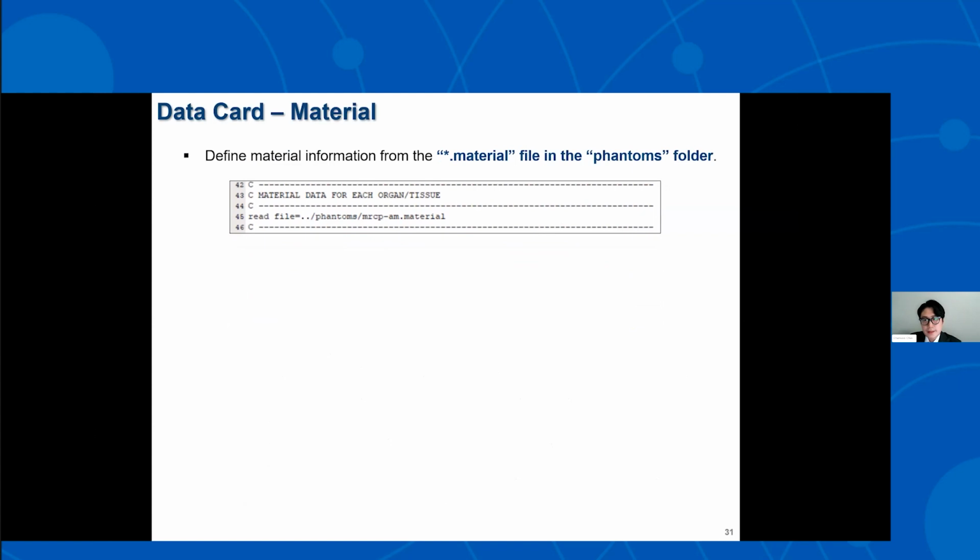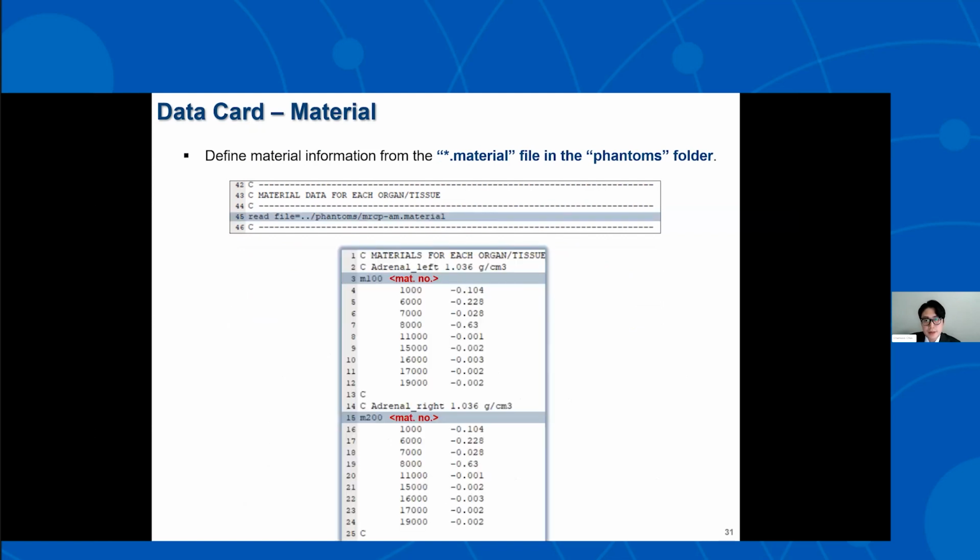The following is the material card. As in the cell card, there are many contents that need to be entered in the material card. So the material file was written separately according to the MCNP material format in the phantoms folder.